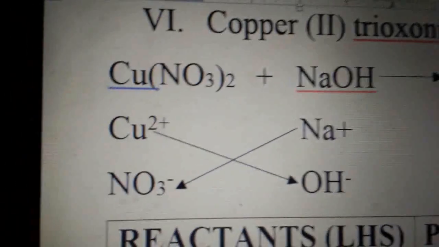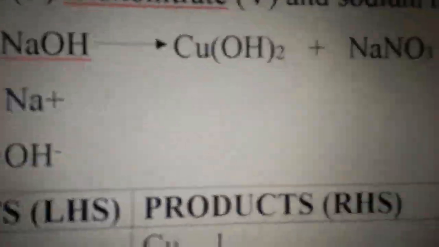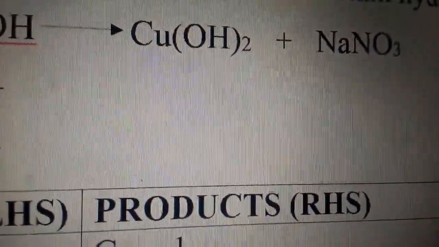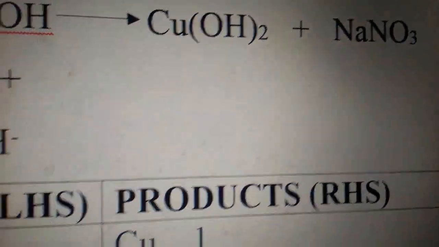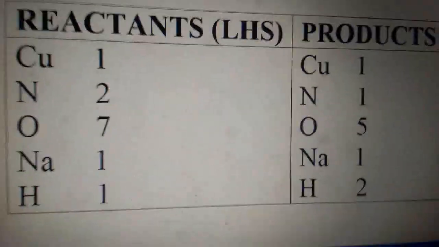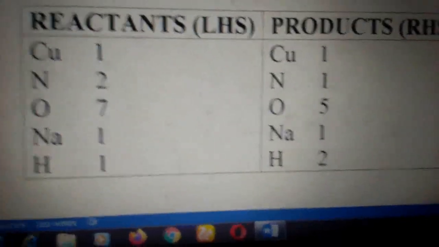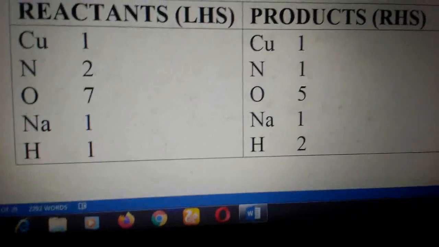So you go to the reactant. In sodium hydroxide, we have only 1 hydrogen atom. In copper(II) hydroxide, hydrogen is 2, because that 2 outside applies to both hydrogen and oxygen. So hydrogen is also 2 atoms. So the equation is not balanced because some atoms are not balanced, atoms like nitrogen, oxygen, and hydrogen.